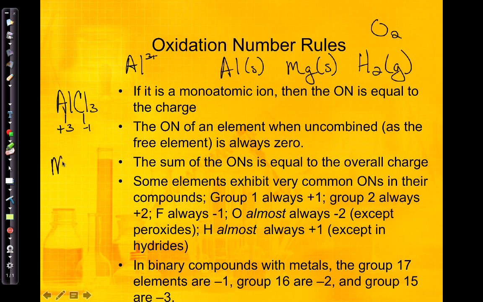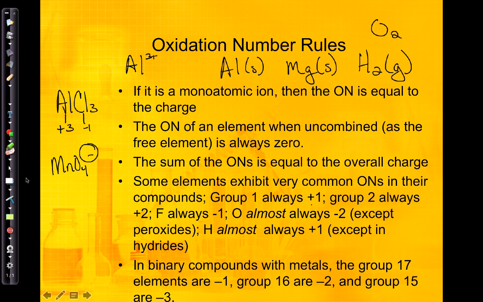Now if I have a polyatomic, like this, all of the oxidation numbers will add up to the charge of the polyatomic. So most elements are going to exhibit the oxidation number that their charge would be. So oxygen is usually going to be -2, group 1 is always going to be +1, group 2 is +2, the halogens are going to be -1 if they're in a compound.